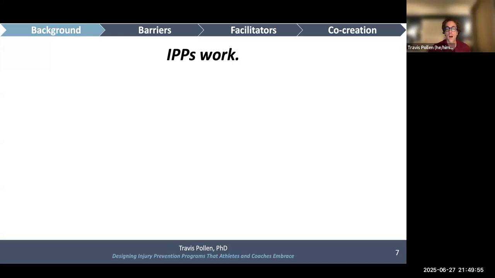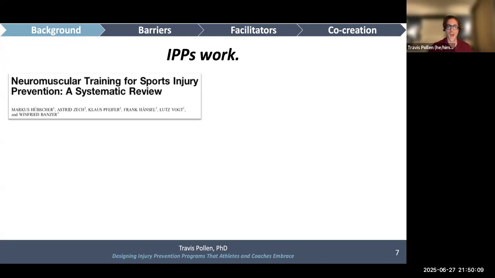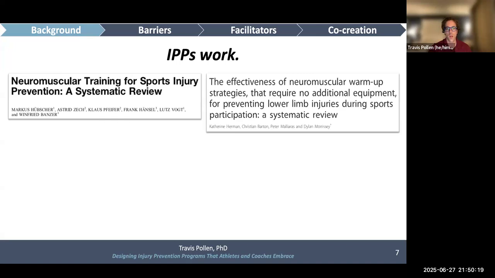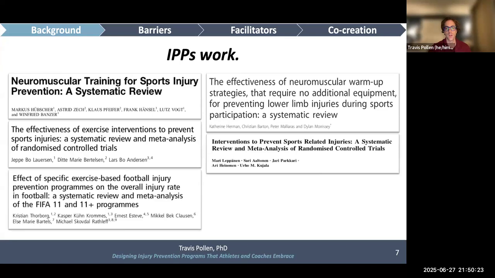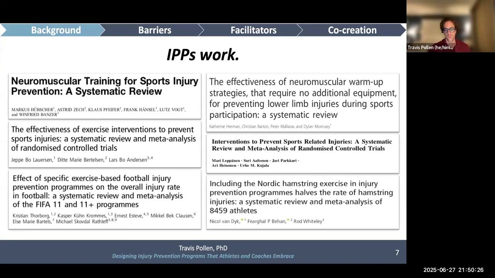We have a lot of high-level evidence that shows that injury prevention programs work. They greatly reduce athletes' risk of injury, often in the neighborhood of 30 to 50%, or sometimes even more reduction in injuries. For example, we have 6 systematic reviews and meta-analyses here that I'll pull up on the screen that all support the effectiveness of injury prevention programs for reducing a wide range of injuries across a wide range of athletic populations.